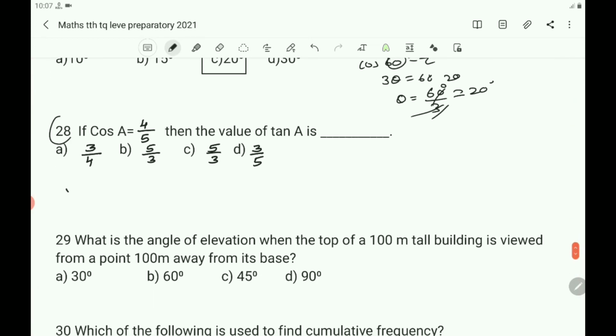Then you take question number 28. If cos A equals 4 by 5, then the value of tan A equals. Cos A equals 4 by 5, then the value of tan A. Cos A equals adjacent side by hypotenuse. Here also you must know the Pythagorean triplet. If you know the Pythagorean triplet, easily you can make out what tan A becomes.